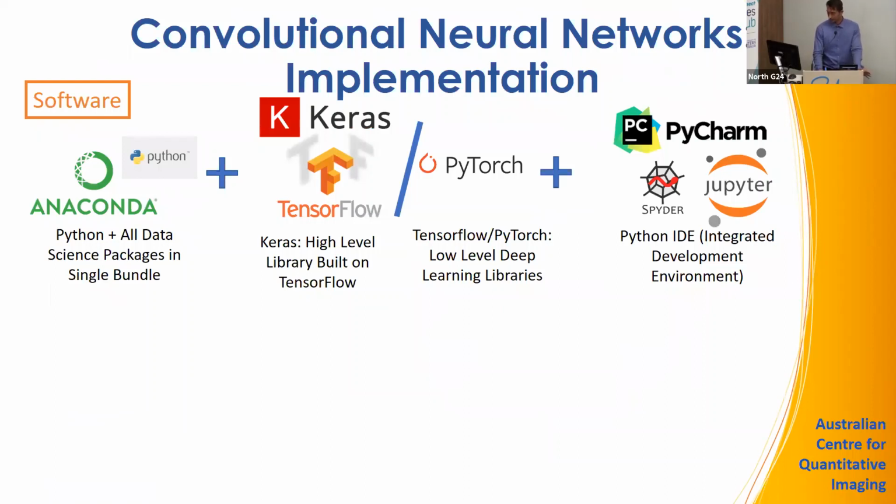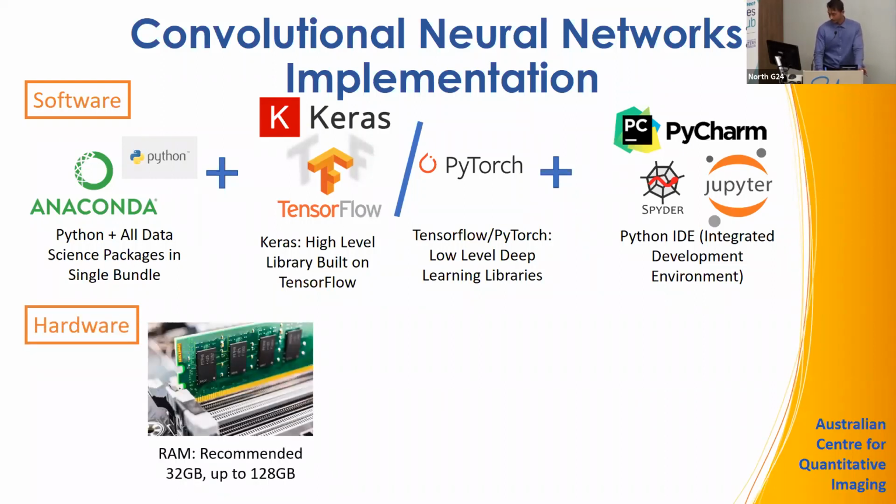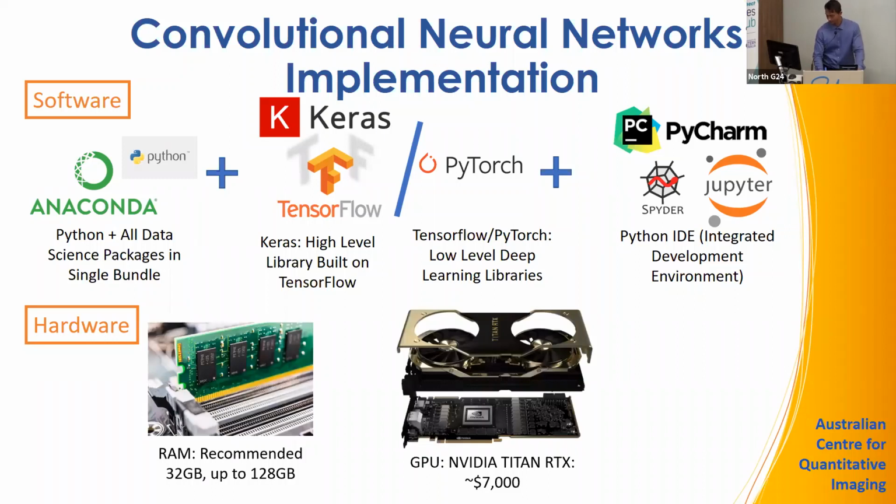To implement deep learning, convolutional neural networks, we would use the same software packages I previously described. However, we would now be considering hardware. So it's recommended if you're training locally to have minimum 32 gigabytes of RAM, but 128 gigabytes could also be used, and for big machine learning, deep learning tasks is recommended. And finally, you need a pretty heavy duty graphical processing unit. So an NVIDIA Titan can set you back around $7,000. So it's not very cheap.